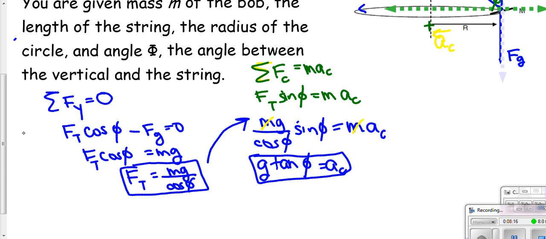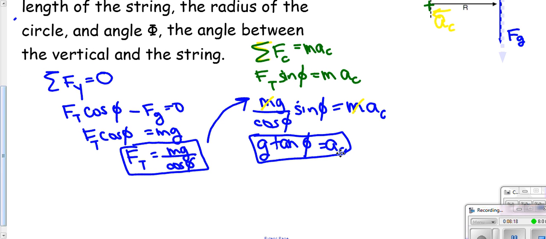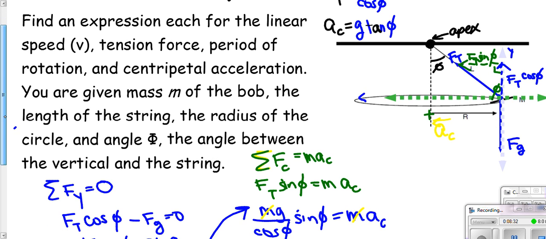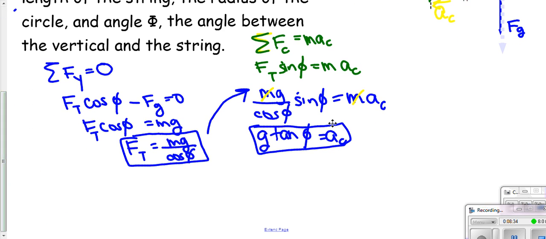Yay, our second expression. It's kind of interesting, too. The centripetal acceleration is really only dependent upon the angle and gravity. It's pretty neat. So that's going to be g times tangent phi. And then I know this should also equal centripetal acceleration, which is v squared over r. Our m is not going to come back in.